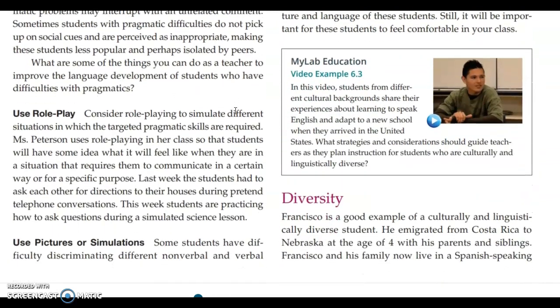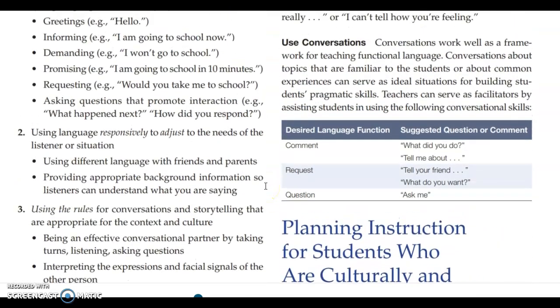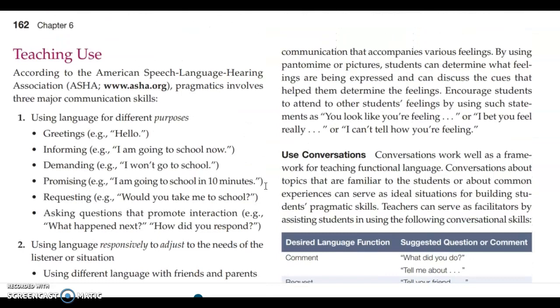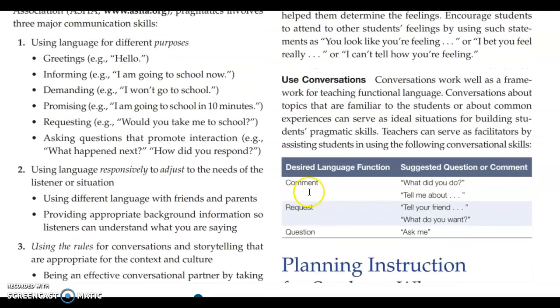Okay, so there are some really good ideas in the textbook: role play, pictures or simulations, conversations. Again, it's what we were talking about. If we want a comment, okay, well, what did you do? Tell me about. Request: tell your friend, blah, blah, blah. What do you want? Or a question: ask me.